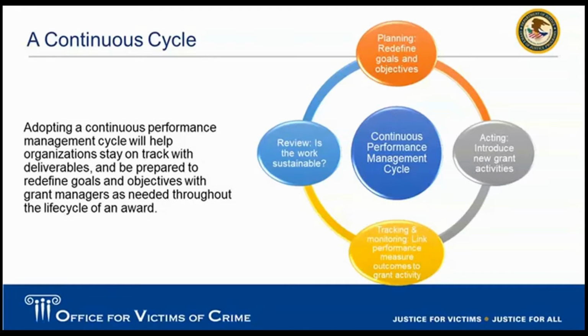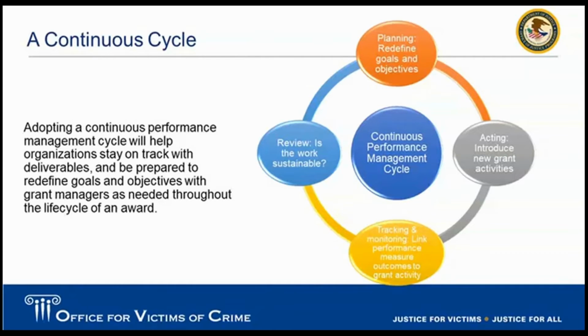As you see on the screen here, adopting a continuous performance management cycle will help organizations stay on track with deliverables and be prepared to redefine goals and objectives with the grant managers as needed throughout the life cycle of the award. So over a 3-year life cycle, following this continuous performance management cycle plan, you would do all these 4 different items at least 3 times, at least annually, evaluating what is going on with your award.